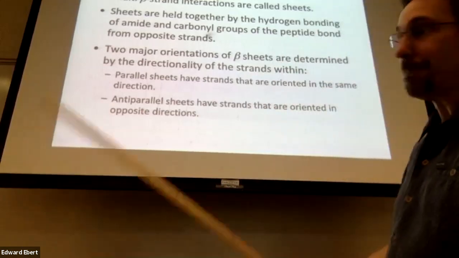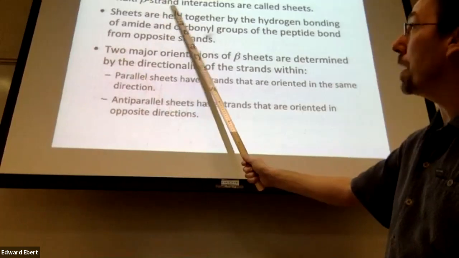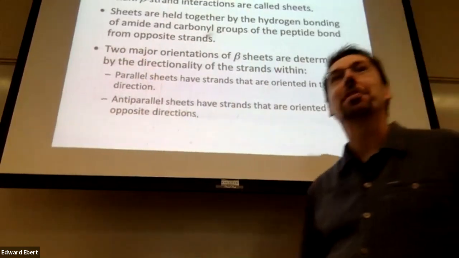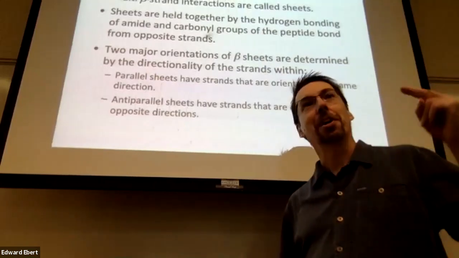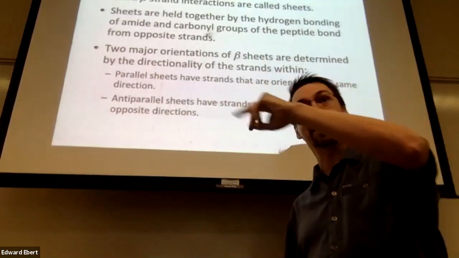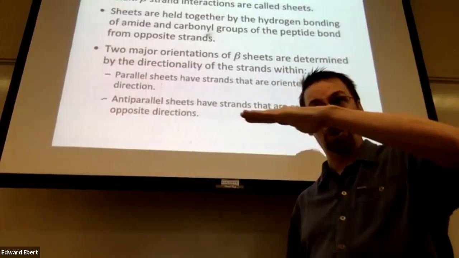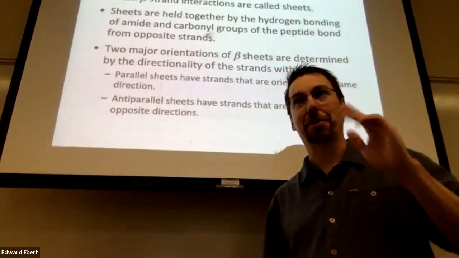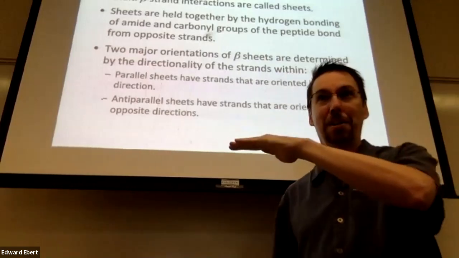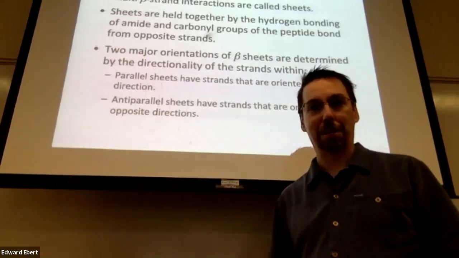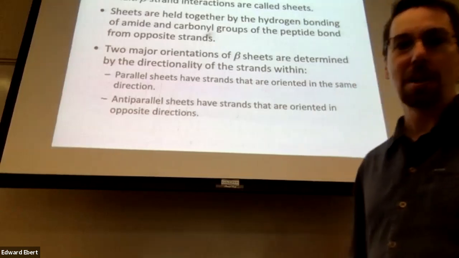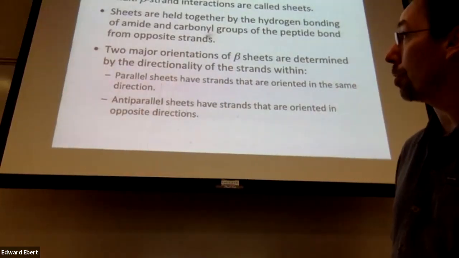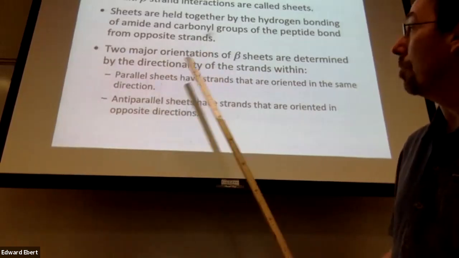Okay. So if we have multiple beta strand interactions, we get these lovely little sheets in here. And I suppose I should be more accurate. A single line is a beta strand. When you have multiple of those lines acting together, that's when you get your sheet. It's kind of like, one thread is just a thread. You weave a bunch of those threads together, you can actually get a sheet. Okay. So the sheets are held together by the hydrogen bonding of the amide and carbonyl groups from the opposite strands.